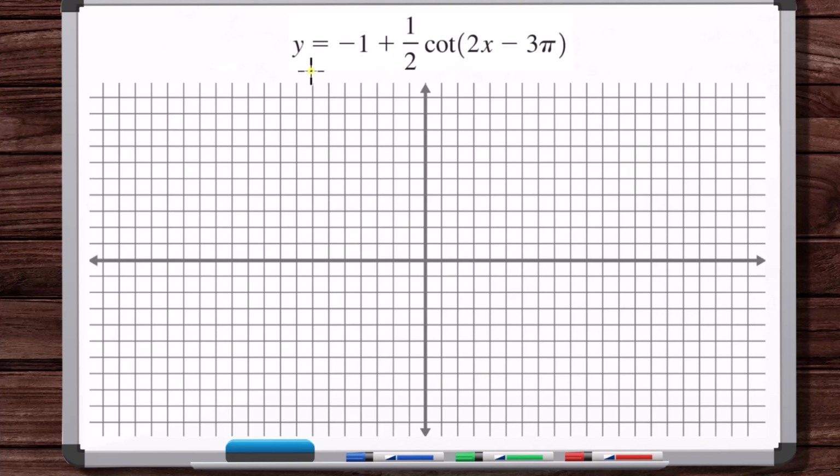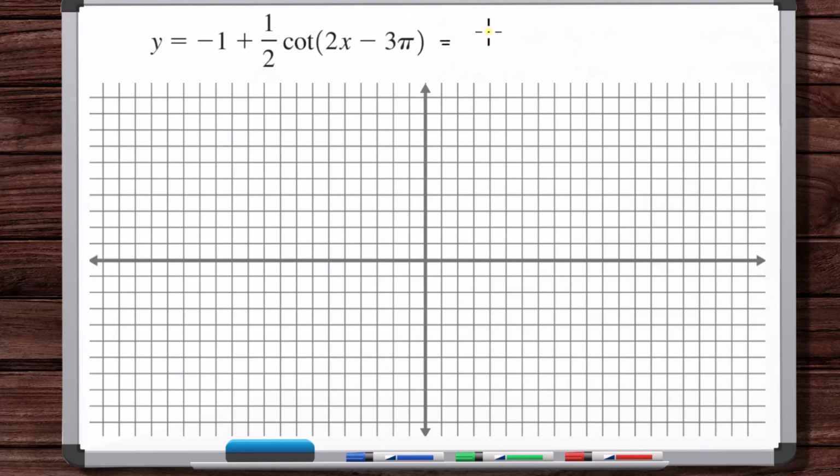Okay, so here, the first thing we want to do is put this into a form where we can clearly see the transformations that are taking place. So what we'll do is let's write this as 1/2 cotangent. And then now let's factor out a 2 to get the x with a coefficient of 1, minus 3 pi.